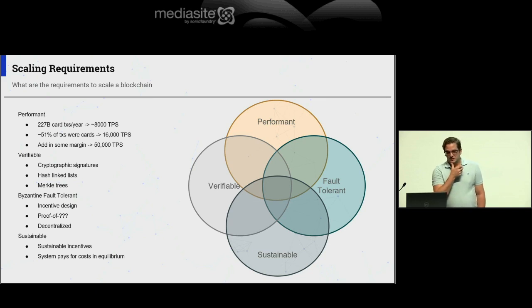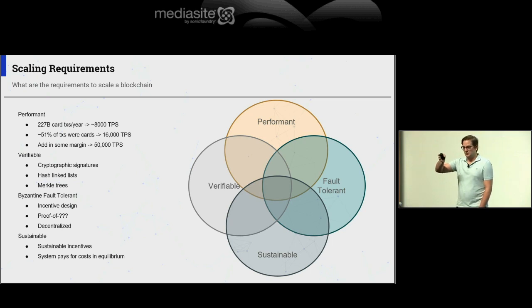We also need the system to be verifiable. Blockchain uses mechanisms which are well described and demonstrated, such as cryptographic signatures, hash-linked lists, and Merkle trees. Most importantly, though, it still needs to remain Byzantine fault tolerant. So if we shard data, we can't necessarily shard consensus, and proof of work is the mechanism for creating consensus, so we can't shard the mechanism of work.